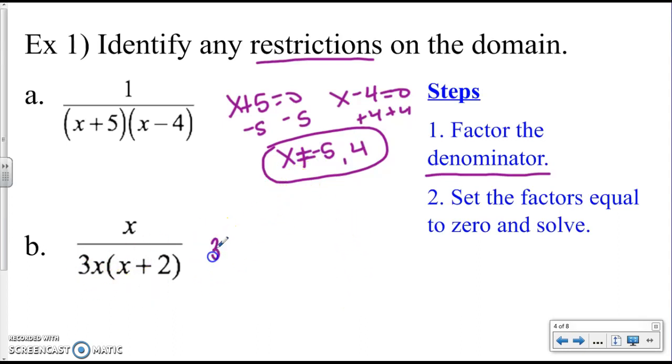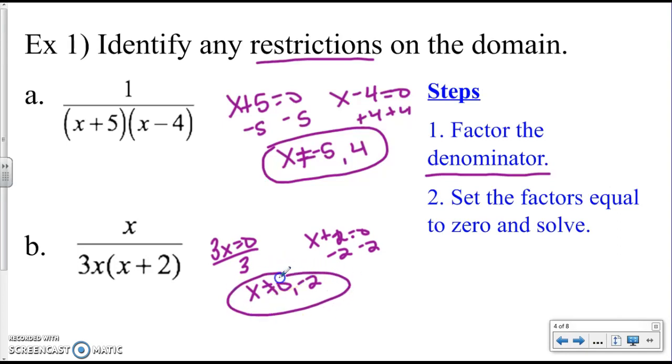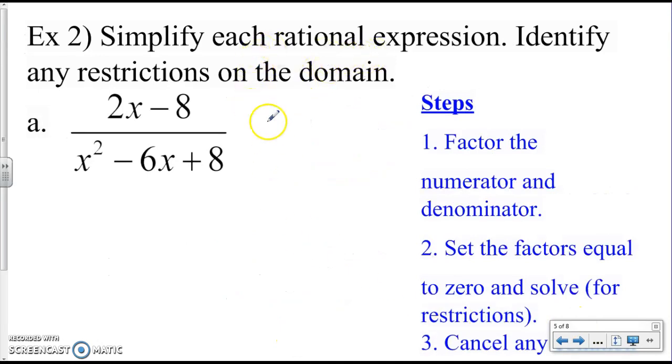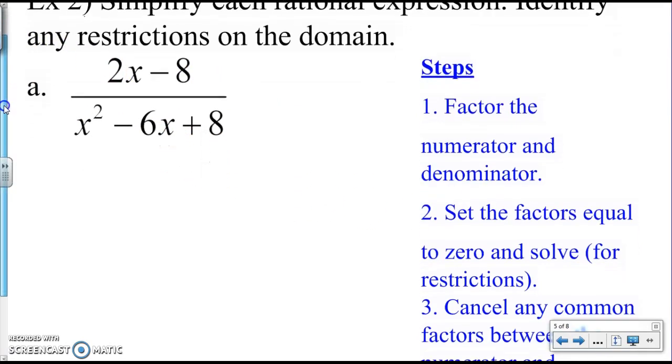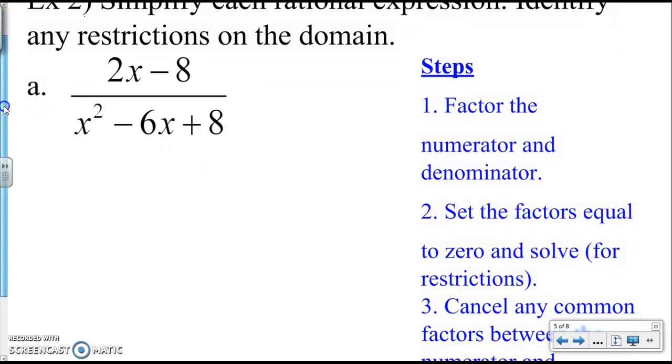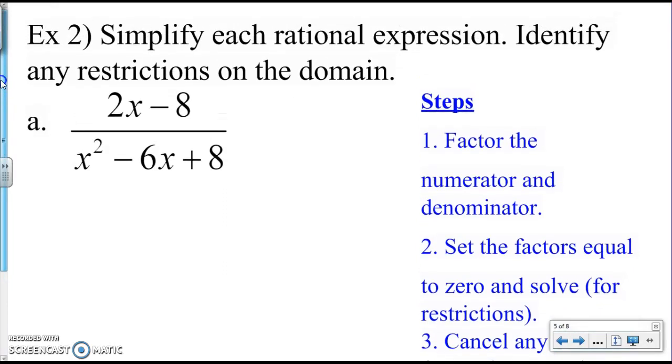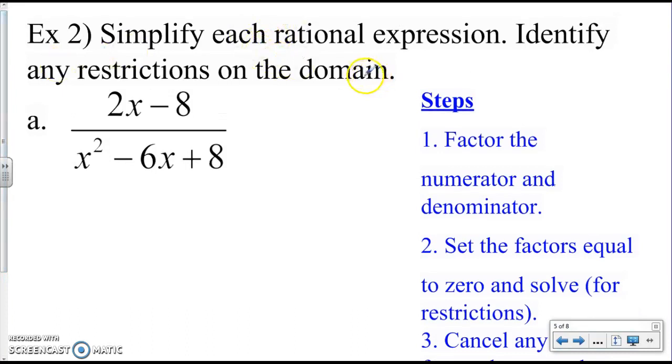Okay, so second one, 3x equals 0, x plus 2 equals 0, and then solve each of those. So divide by 3 to get 0, subtract 2 to get -2. So my restrictions for the second one are 0 and -2. Pretty easy to find your restrictions. First step is to factor. Second step is to set the bottoms equal to 0, and go from there.